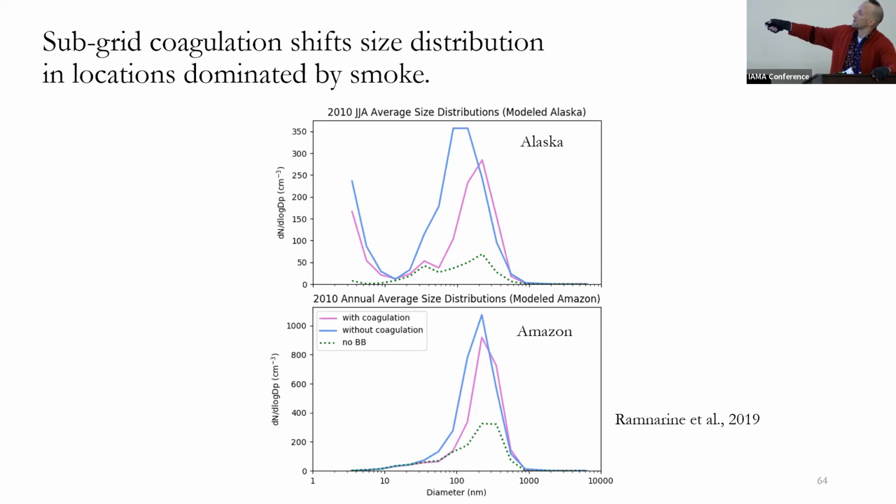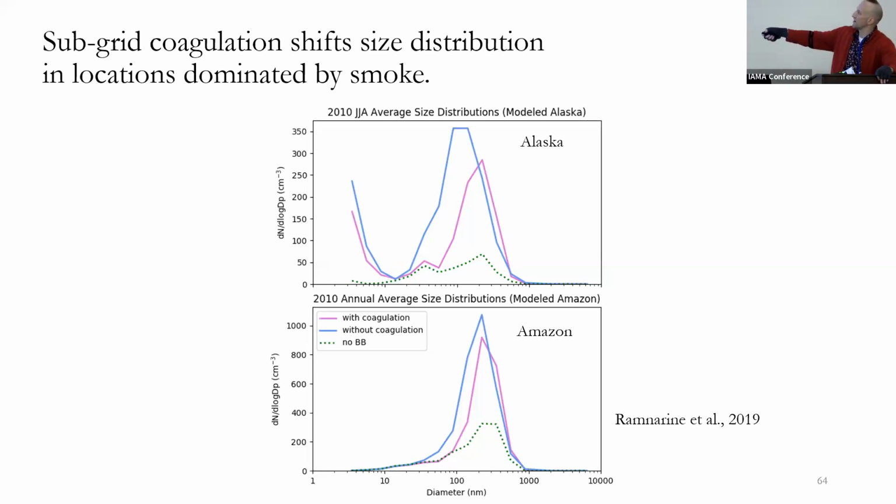If we turn it on without subgrid coagulation, we get this peak that's around 100 nanometers with quite a few smoke particles. But then if we allow those particles to coagulate in the plume, we get the shift to like 250 nanometers. So the particles are larger. The area under the curve is lower, so coagulation has reduced number, but we've made them bigger.